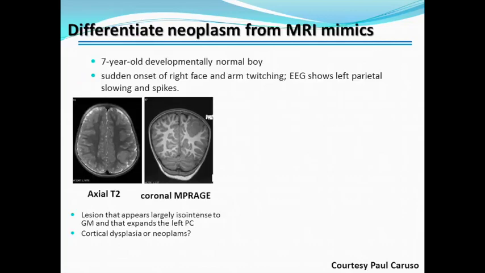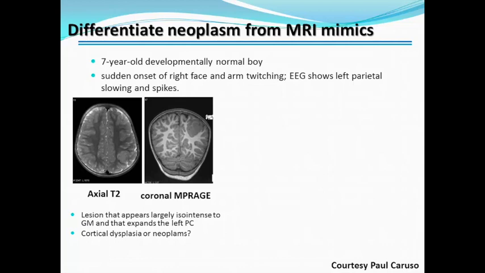So here's an example of a 7-year-old developmentally normal boy with sudden onset of right face and arm twitching, and the EEG showed left parietal slowing and spikes. On the axial T2 and the coronal MPRAGE, you see a lesion that appears largely isointense to gray matter and expands the parietal cortex. There was no midline shift. It's isointense to gray matter, and it also didn't show any enhancement.